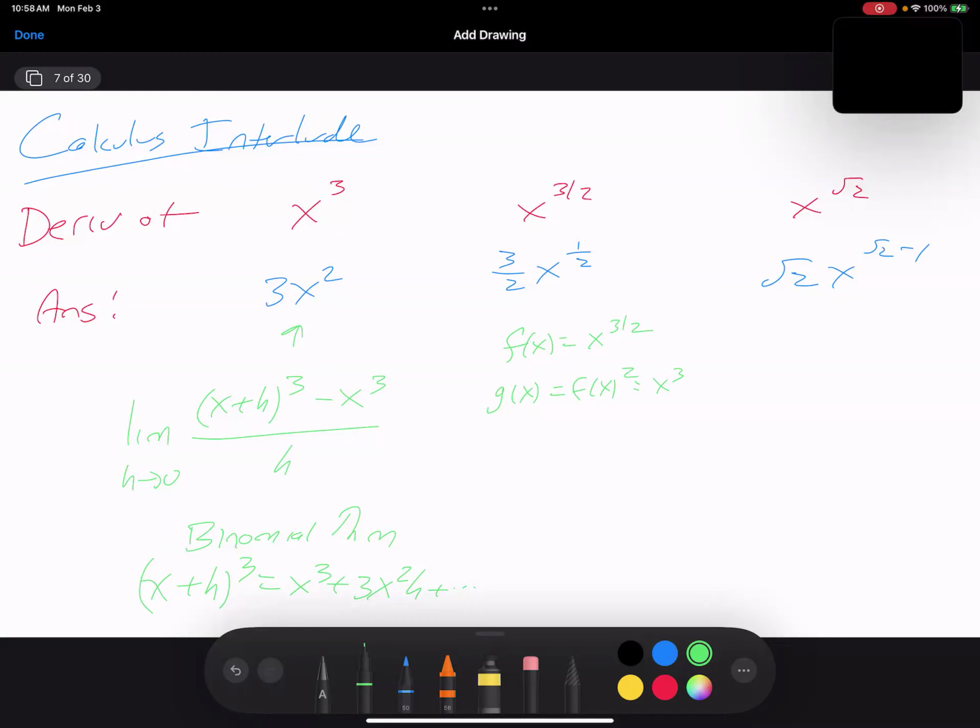You could also do the following if you're brave. X plus h to the 3/2 minus x to the 3/2 over h, and then multiply by, what should I multiply by? By the conjugate. X plus h to the 3/2 plus x to the 3/2 over x plus h to the 3/2 plus x to the 3/2. And then you can ask, will that trick work for all fractional powers? Or is there something nice about 1/2? How do you do x to the root 2?